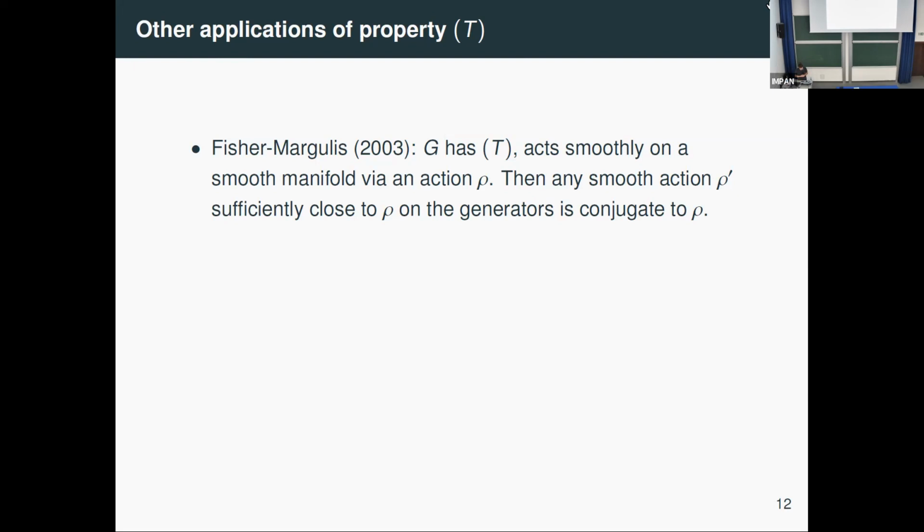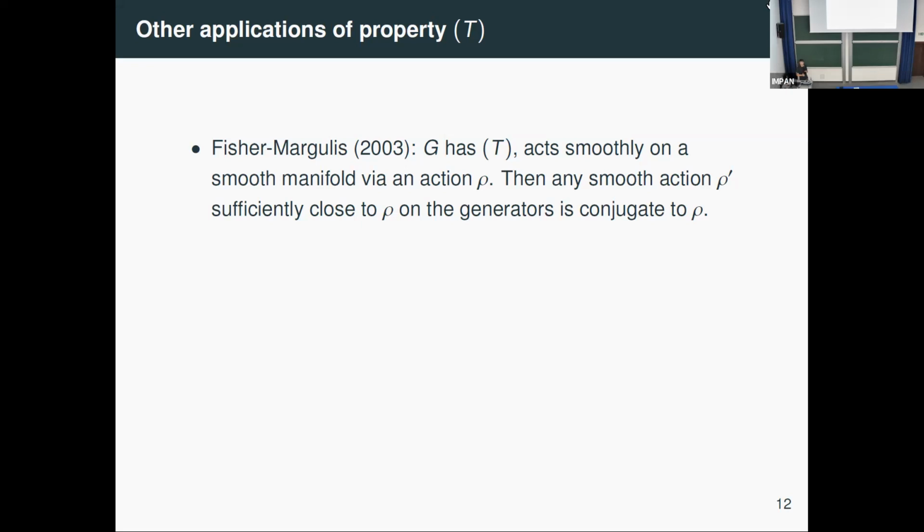You start with a group that has property T, which acts smoothly on a smooth manifold. Then you take another smooth action of the same group on the same manifold that is close to the original one. If it's sufficiently close, they actually have to be conjugate. So this is a very strong statement.